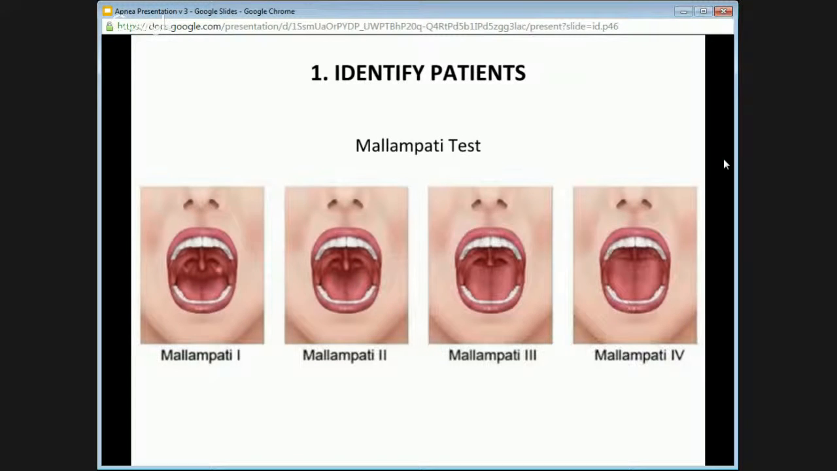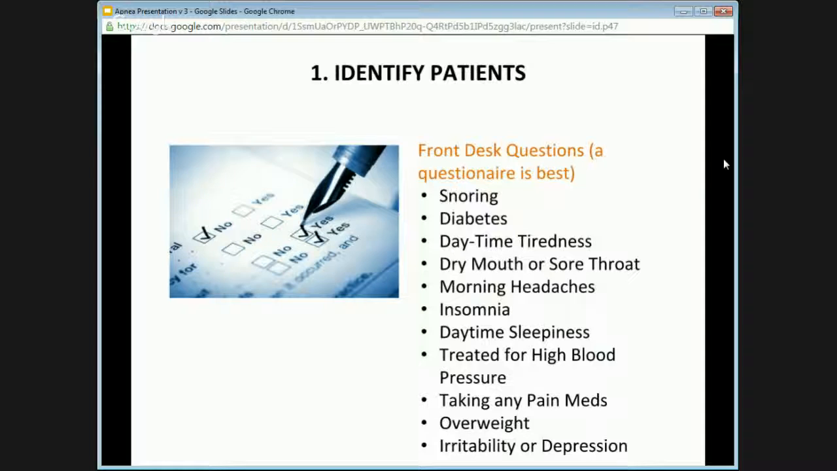Here's a Mallampati test. Just quickly review with you. If they score a 2 or a higher, they're at risk for sleep apnea. Their airway's already closed. Their tongue is already larger than their mouth, and they've got issues. So here are some things you can check for in your practice.